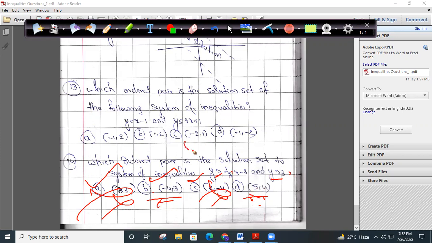Let me try D. 4 is greater than or equal to 5 by 3 minus 3. Yes, 4 is greater than or equal to 5 by 3 minus 3. So definitely D for Delhi should be your answer.